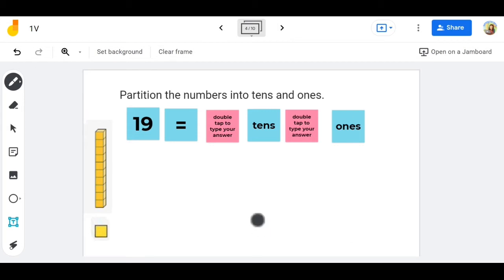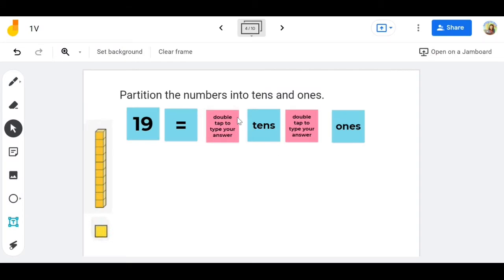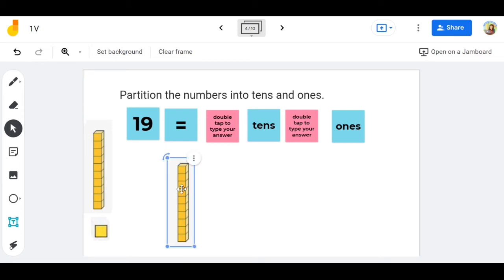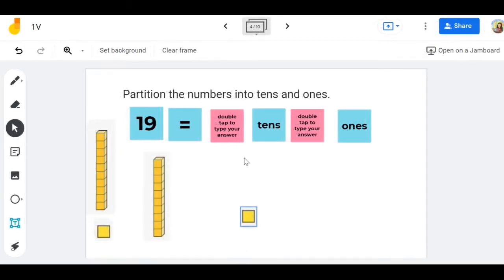With this one, we're going to partition the numbers into tens and ones. So let's take a look. We've got 19 equals, and we need to put our answer here. How many tens? You just need to double click and you can type your answer. You can take away my writing and put your own answer there. Then we need to see how many tens it has and how many ones it has. To help you with this, we've got our hands-on tools so that you can sort it into tens and ones and work out the answers.